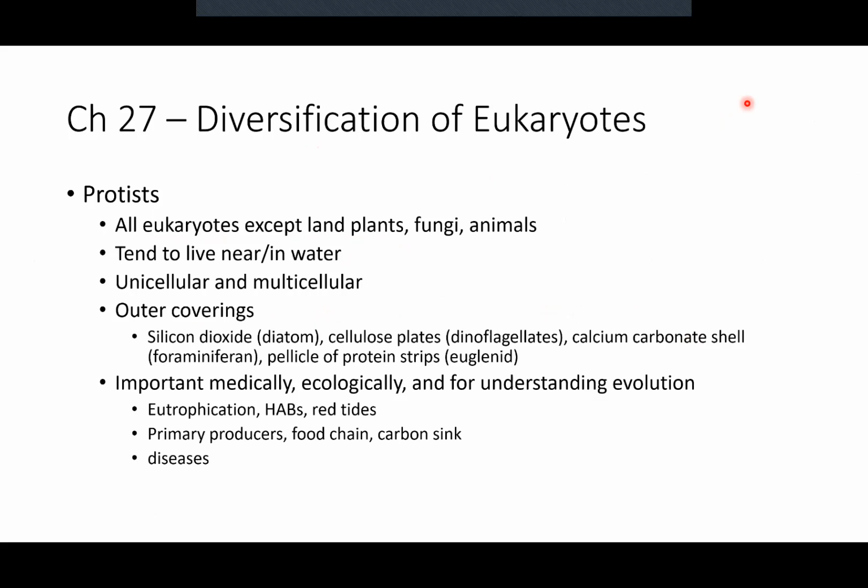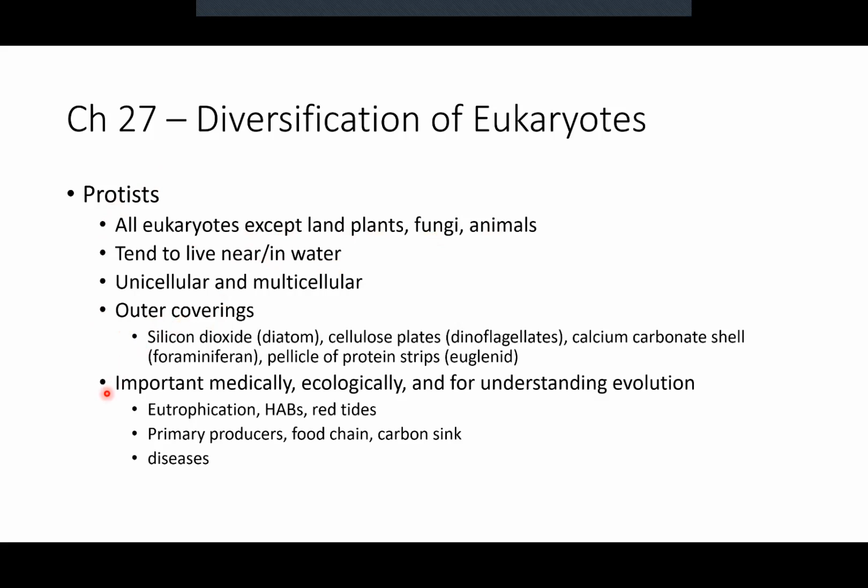Next, we talked about chapter 27, which primarily deals with protists. Protists are all eukaryotes except for land plants, fungi, and animals. They tend to live near or in water. They can be unicellular or multicellular. We talked about a wide variety of outer coverings for those protists.